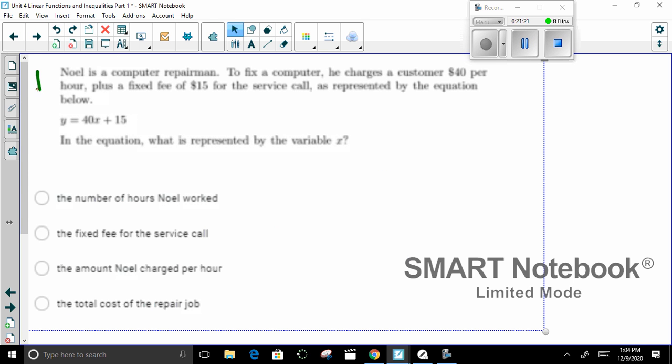All right, number 12. Noel is a computer repairman. To fix a computer, he charges $40 per hour plus a fixed fee of $15. So here's my equation. 40 per hour, that means X equals my hours, plus that $15 service fee. What is represented by the variable X? Well, it said 40 per hour. If the variable is with the 40 per hour, that means that's my hours. So the number of hours that Noel worked.